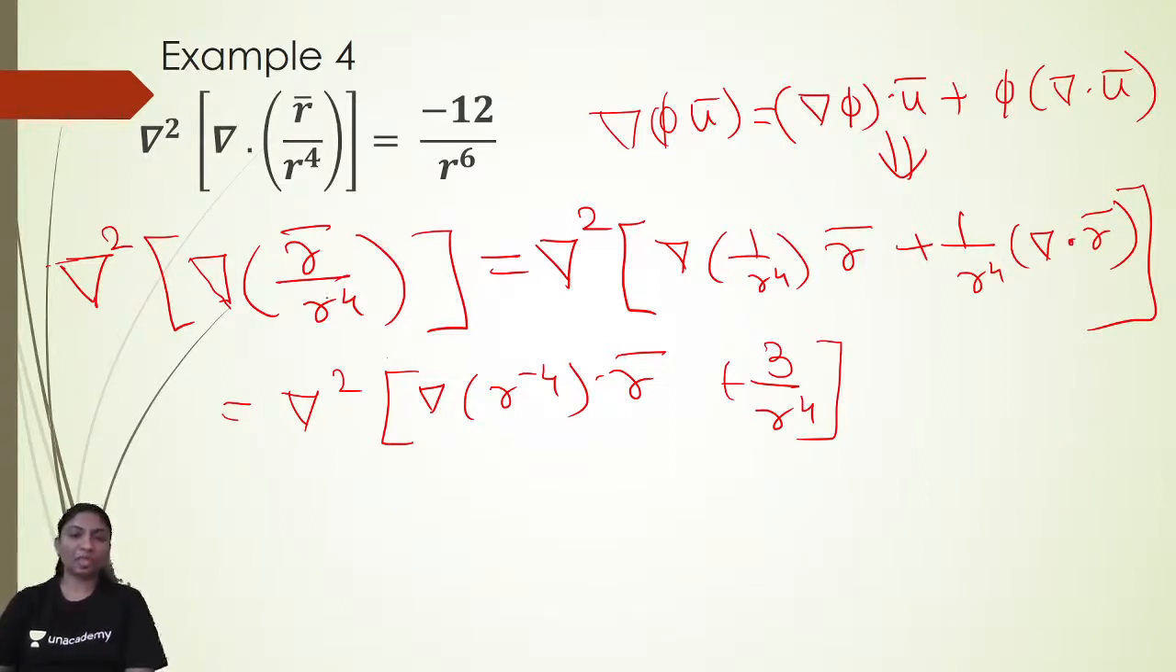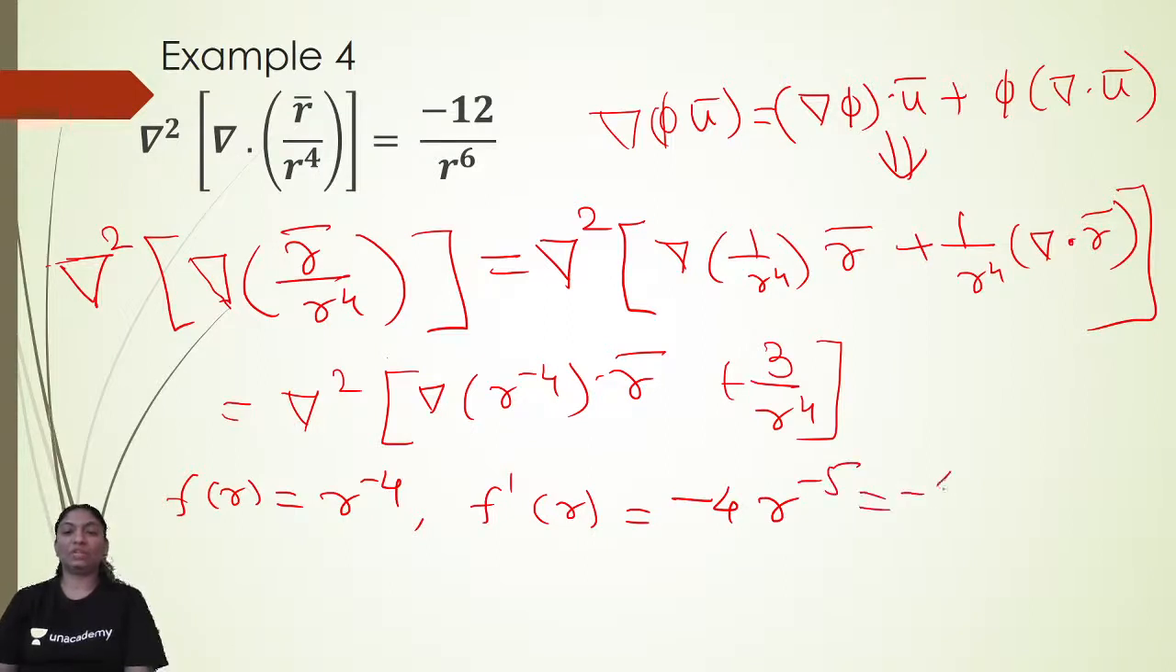Now here we will find out del of f of r. What will del of f of r be? Here your f of r is r raised to -4. So what is f dash of r? -4 r raised to -5, equal to -4 upon r raised to 5. F of r is equal to r raised to -4 and f dash of r is equal to -4 into r raised to -5, that is -4 upon r raised to 5. So you get f dash of r equal to this.